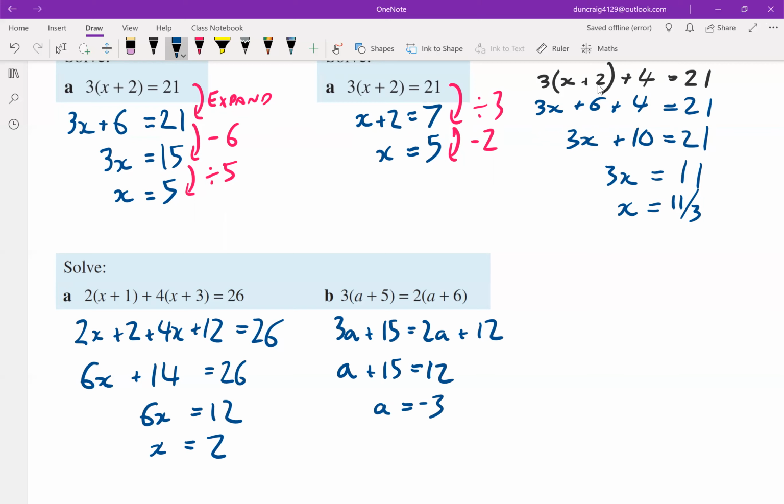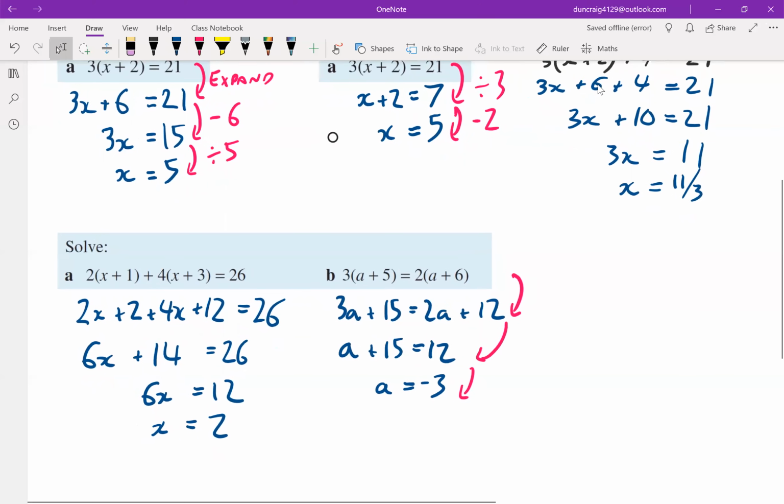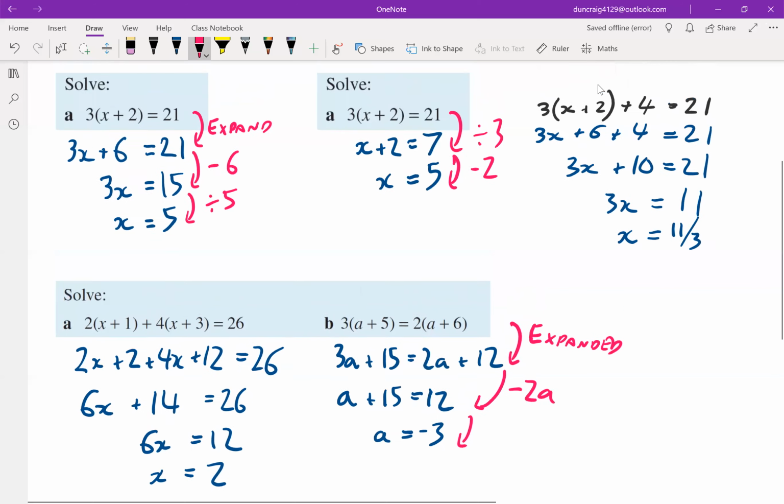Now, in none of these examples did I verify my answer, so it is important that you do check your answers for these ones. Here I'm just showing the steps I did, writing them in here. I expanded, subtracted 2a from both sides, and then subtracted 15.